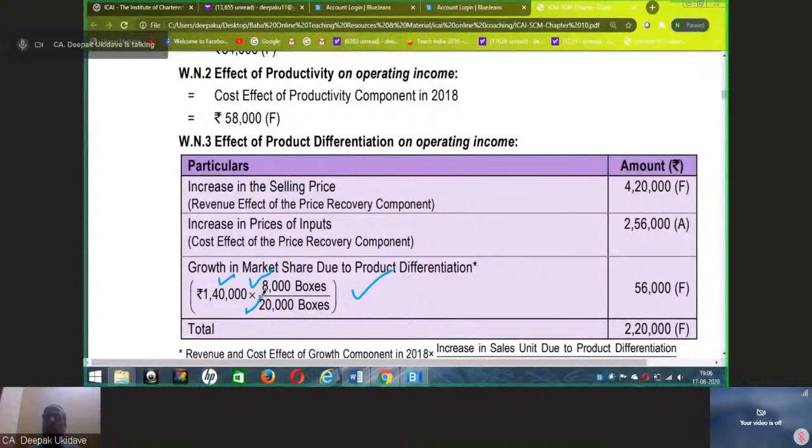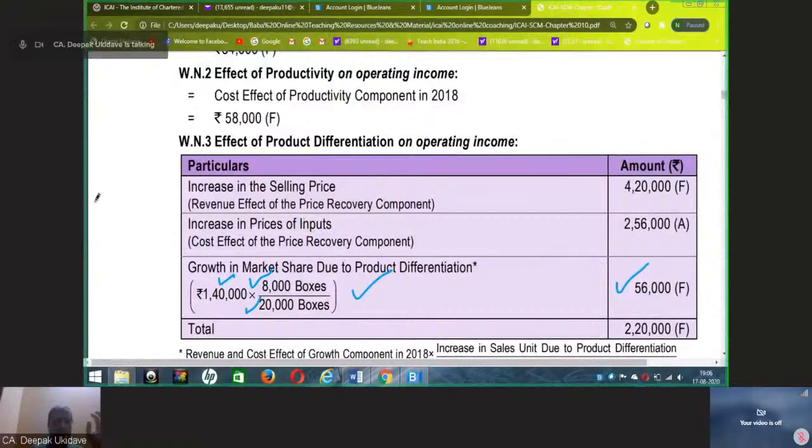And now let us look at the price recovery effect. Price recovery component is divided into two parts. Selling price effect, that is the revenue effect, and the cost effect. Price recovery factor divided into two components, revenue effect and cost effect. So revenue effect is given to you, cost effect is also given to you, and that we will pick up from the question, from the data which is given.